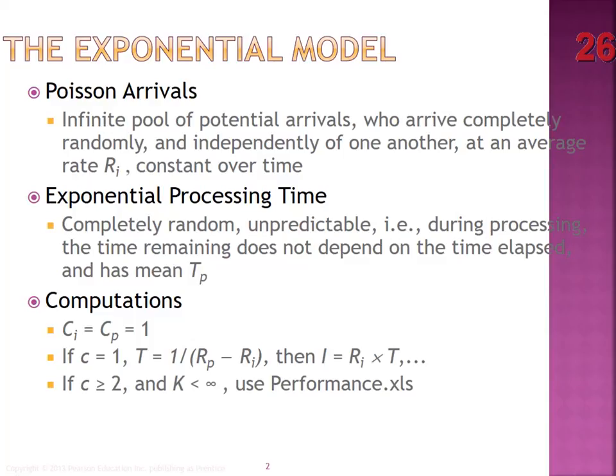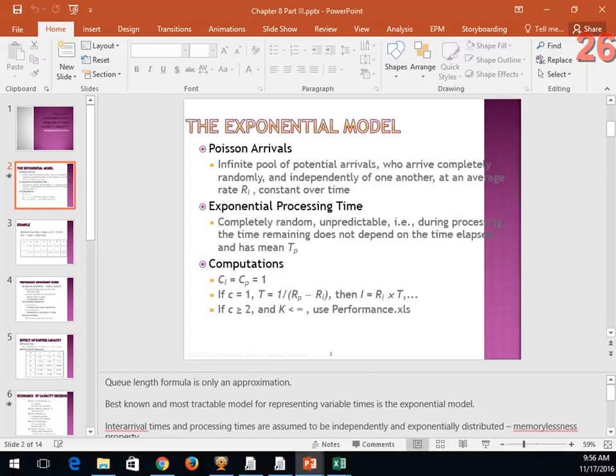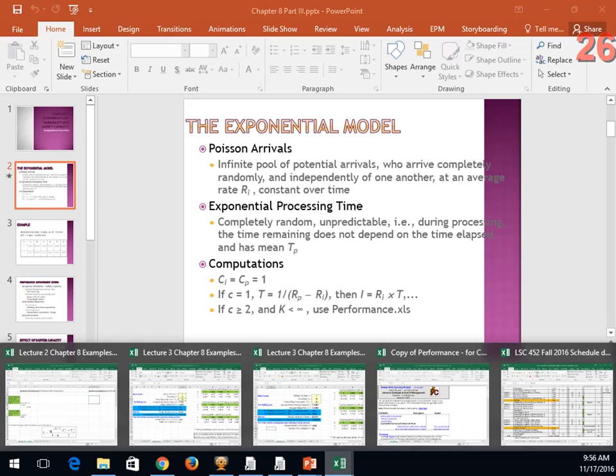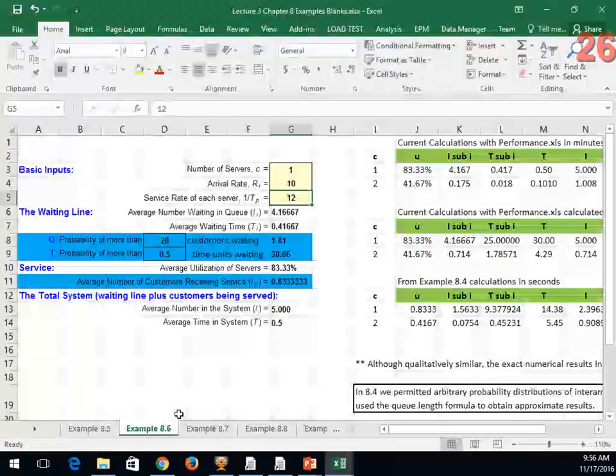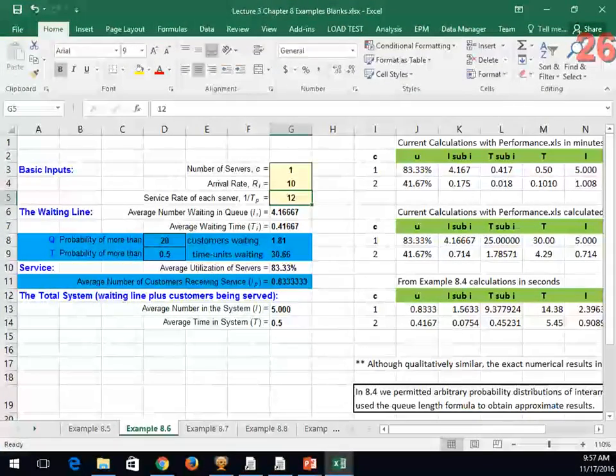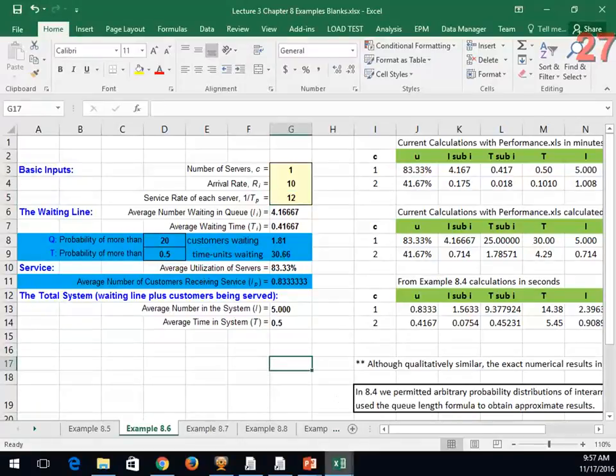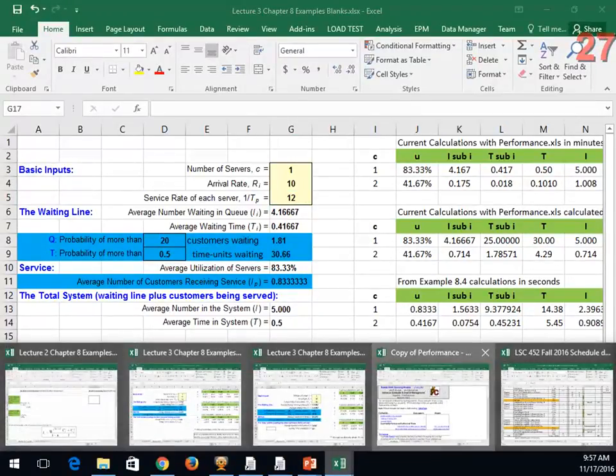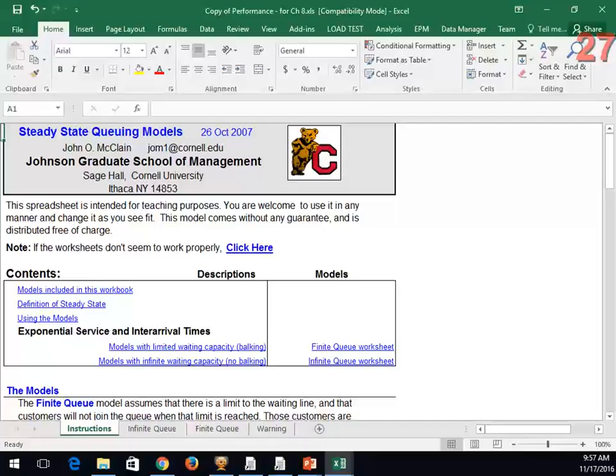Okay? If c is greater than or equal to 2, meaning that we have more than one server, we can no longer use our formula. Okay? And so we have to use the performance.xls spreadsheet. Okay? All right. Let me go ahead and open up these Chapter 8 examples. So what I want to show you is this is the copy of the performance.xls spreadsheet.